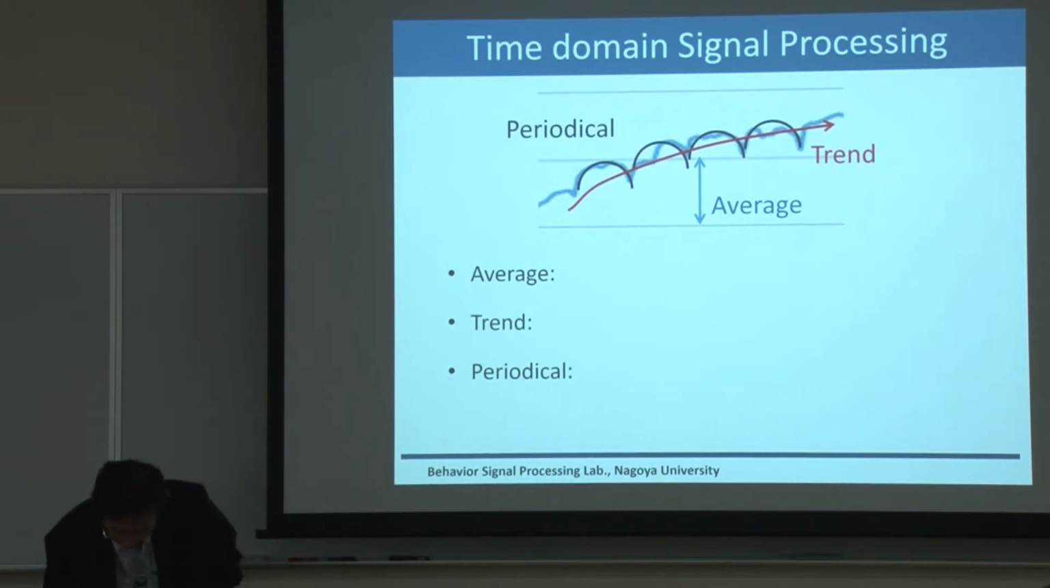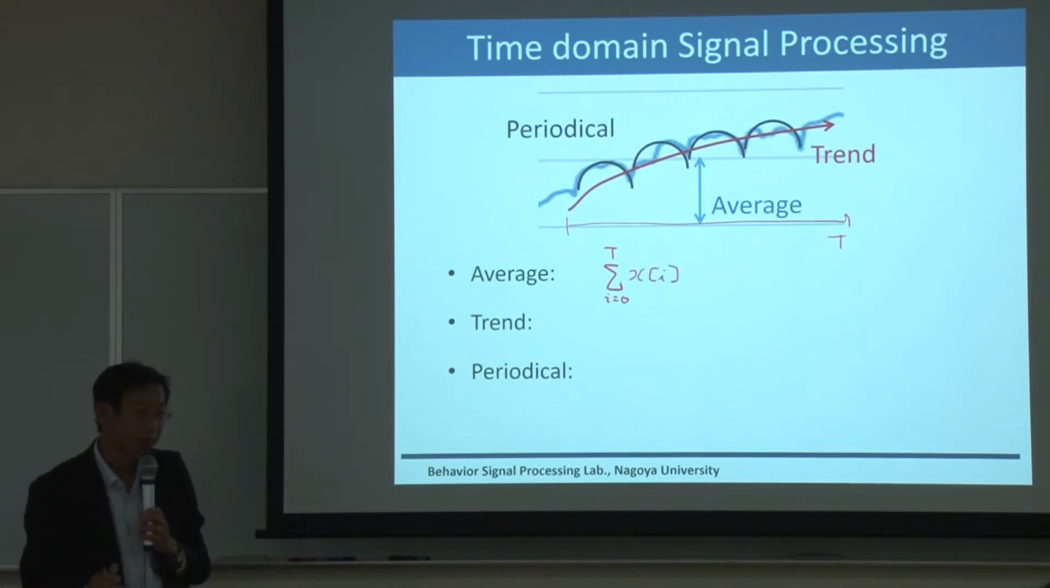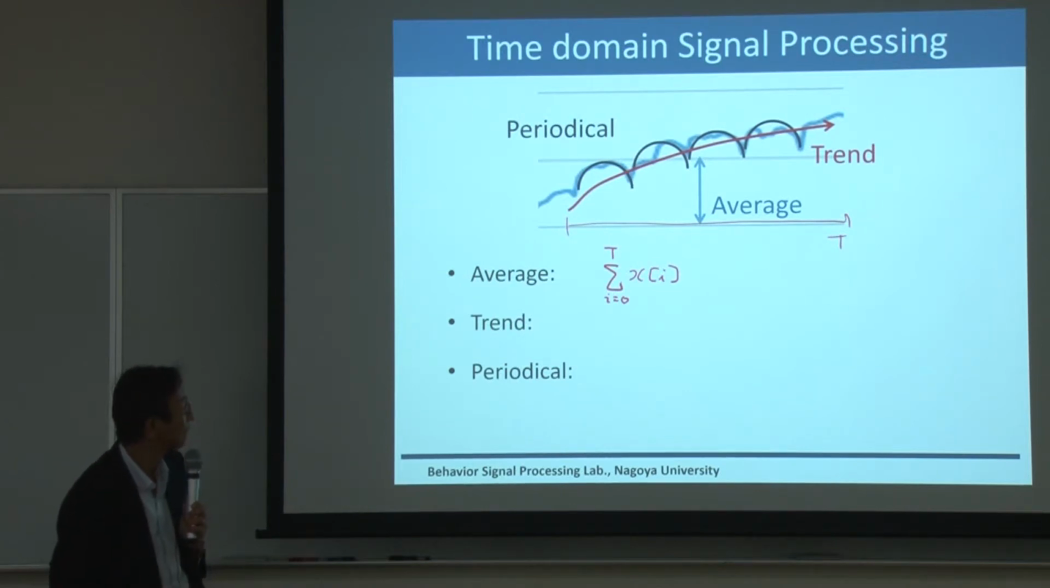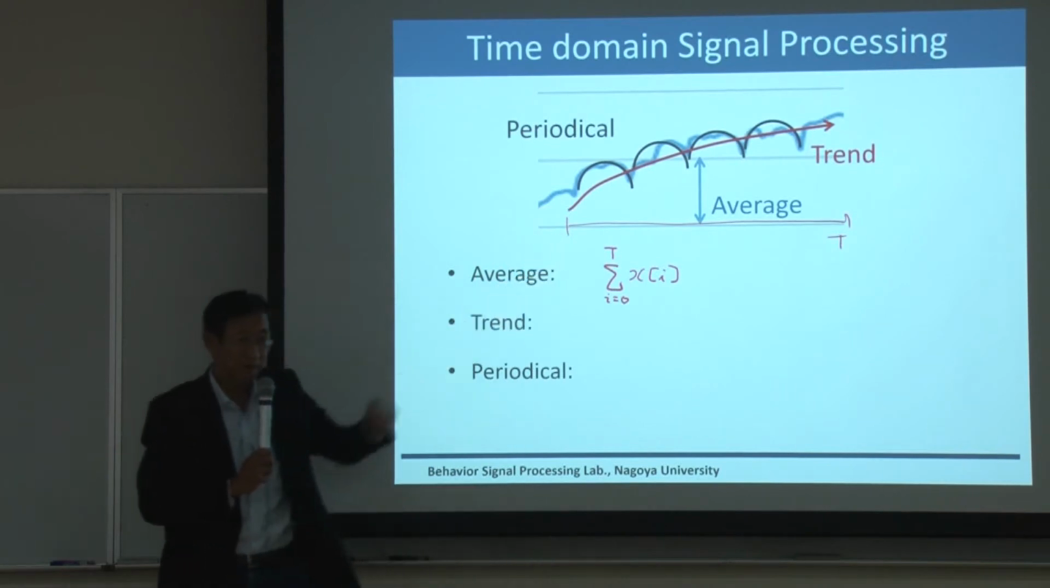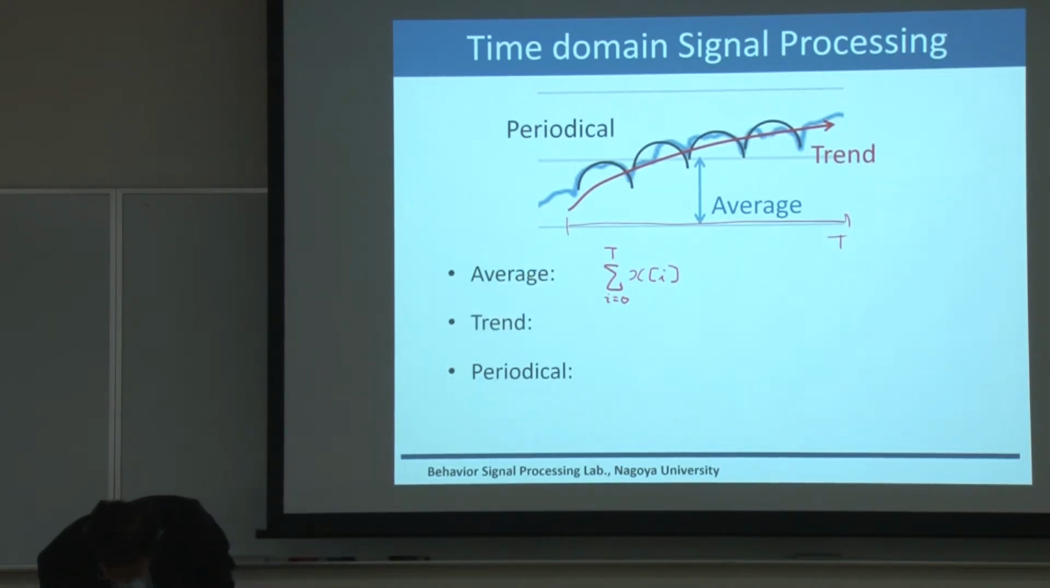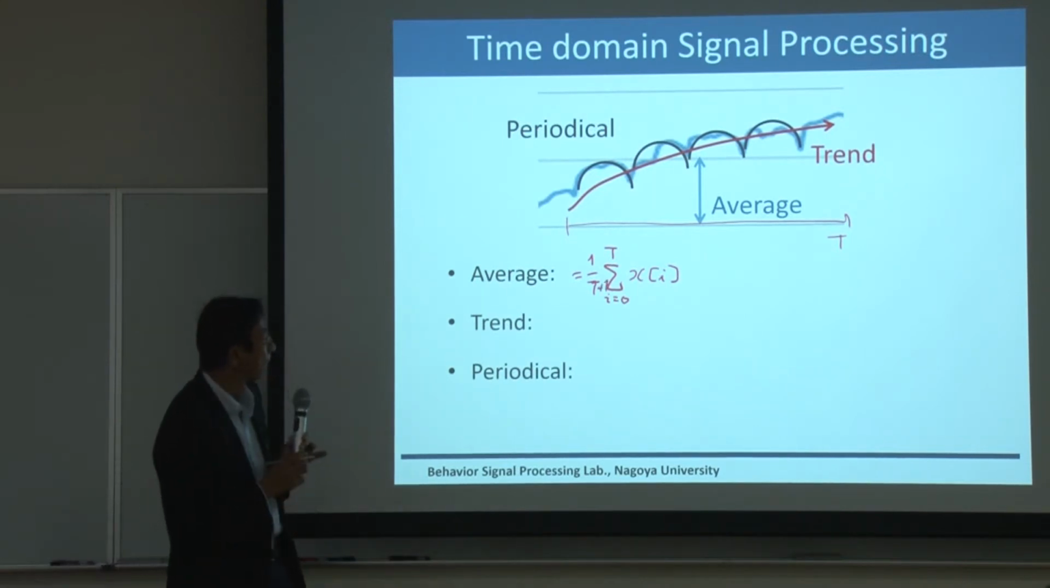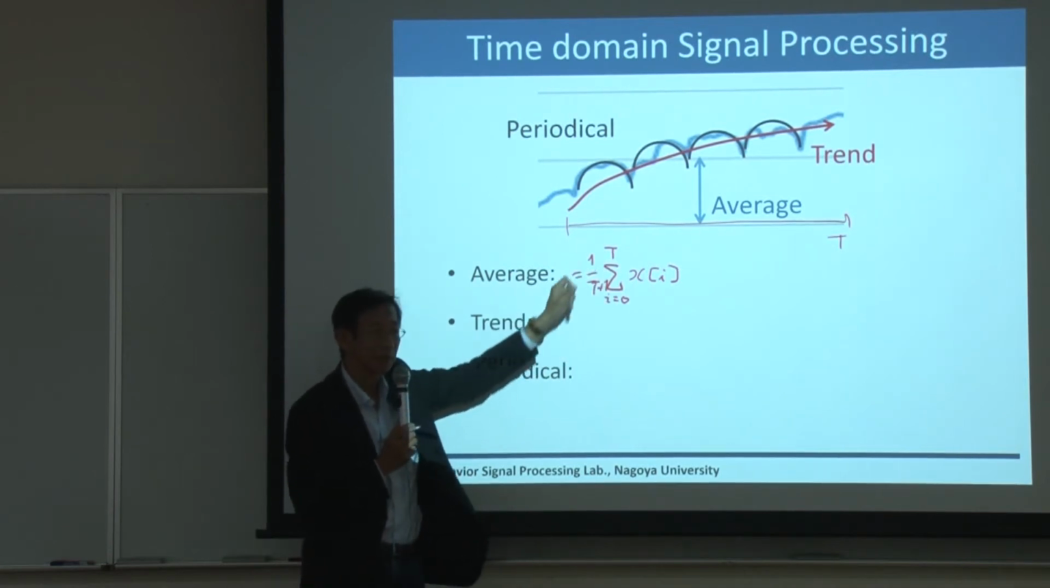Total number. Okay, so the total can be calculated by the sum of x_i, with i from 0 to T, where T is the period. This gives you the total number. And the average usually can be estimated by dividing by the total number. In this case, T plus 1, because it starts from 0 to T, therefore you need to divide by T plus 1.